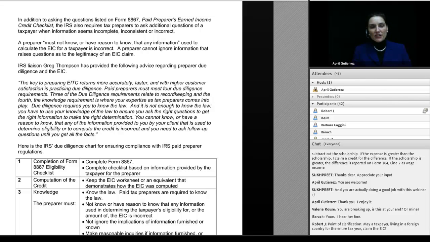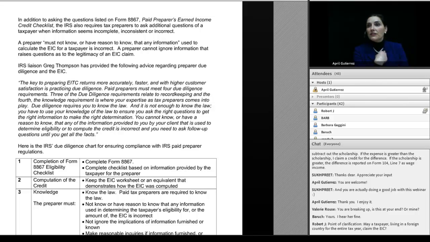In addition to asking questions listed on Form 8867, the IRS also requires tax preparers to ask additional questions of a taxpayer when information appears to be incomplete, inconsistent, or incorrect. For example, my client is applying for the Earned Income Credit, and he tells me he only earned $15,000 during the year, except he's driving a brand new Mercedes. Now, how do I know he's driving a brand new Mercedes? Because he drove up in it and parked it in front of my store?